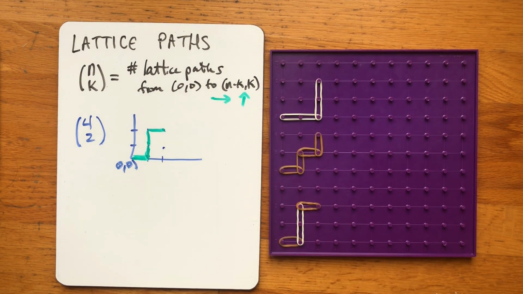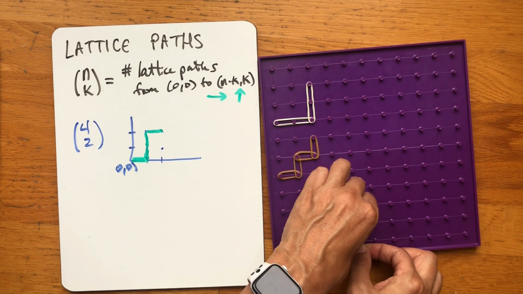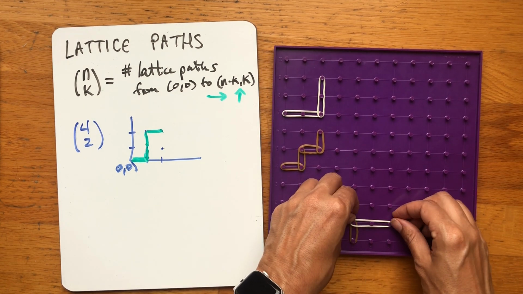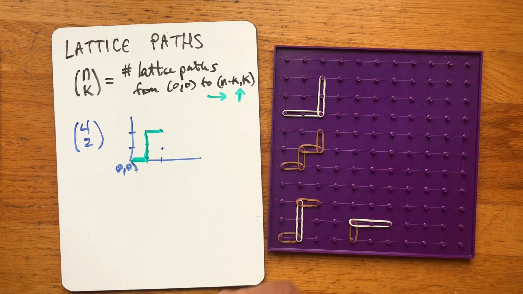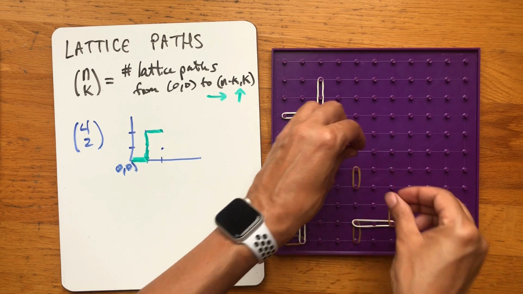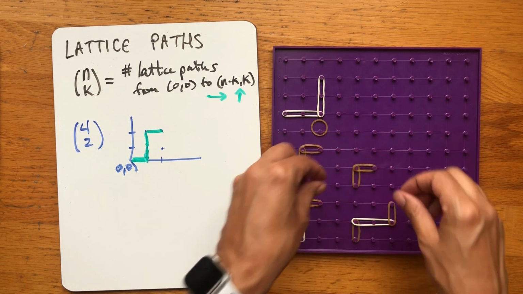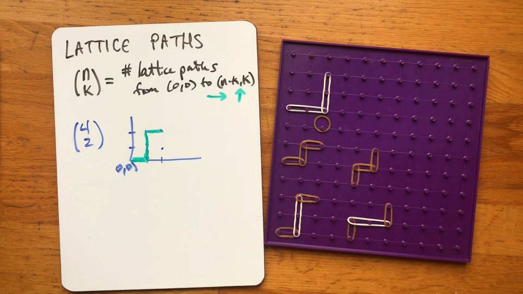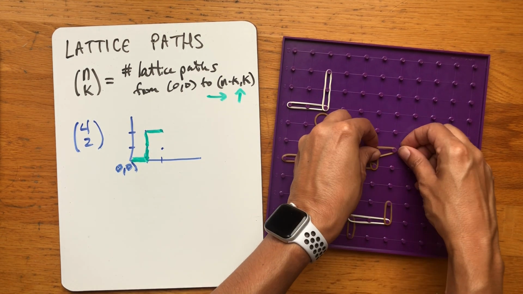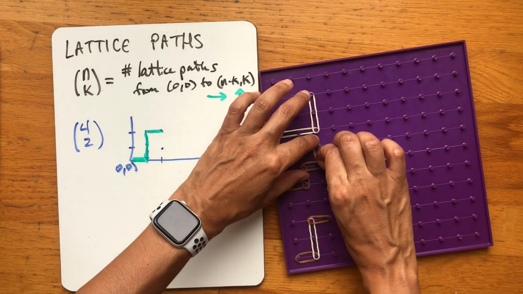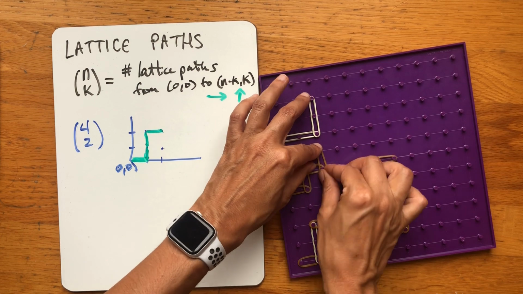So now that means we're going to have to go up first. So we could go up, and then we could go all the way over, and then up. Or we could go up, over just a little bit, up again, over a little bit more, and we're done. So notice each of these lattice paths that I'm drawing has 4 steps in total.